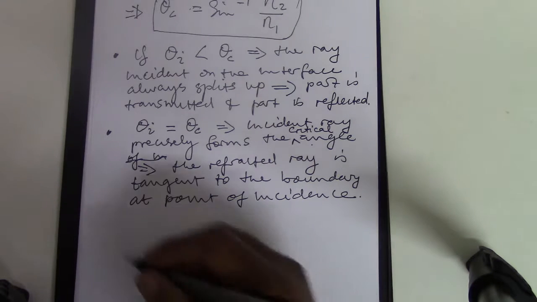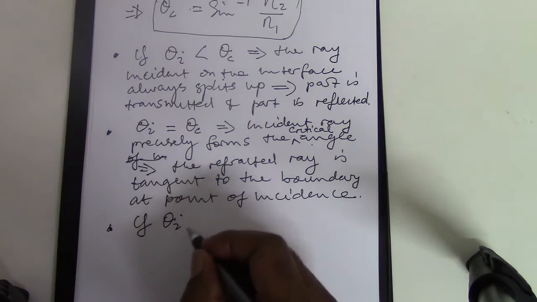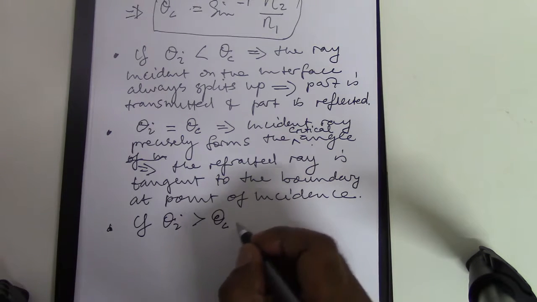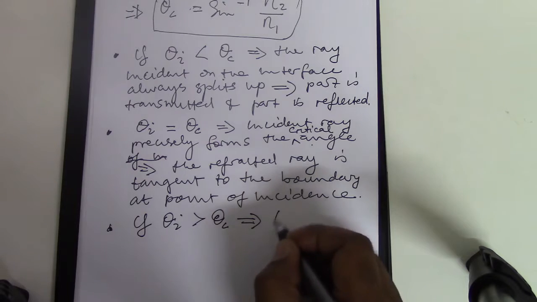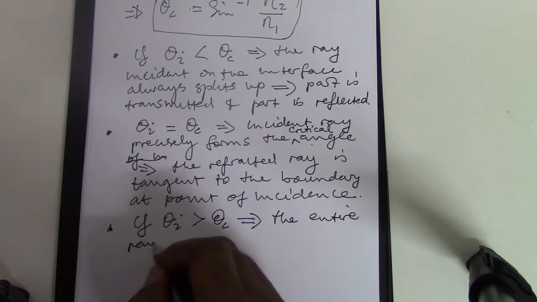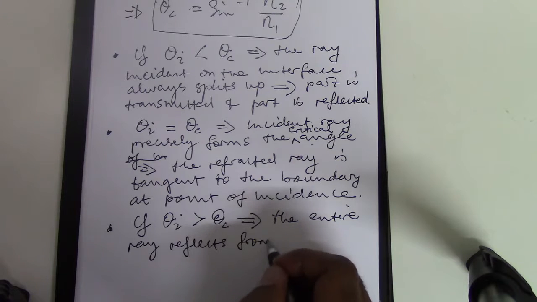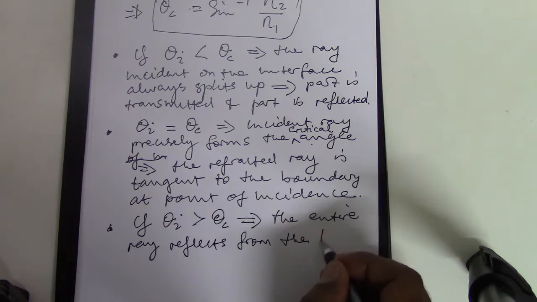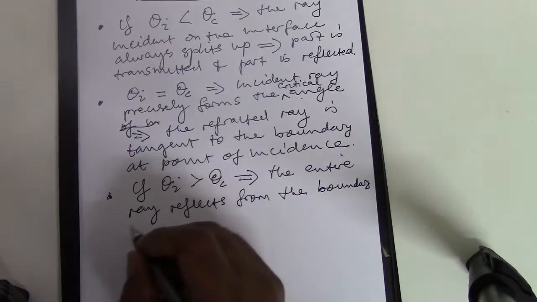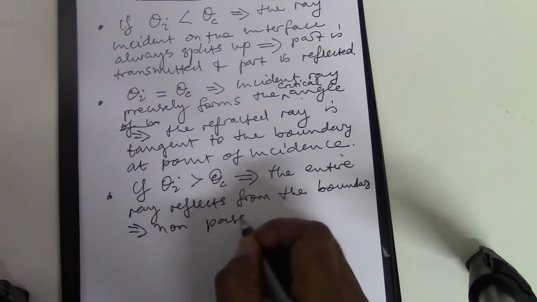Now, the third point is that if the angle of incidence is greater than the critical angle, then the entire ray reflects from the boundary, implying none passes through.